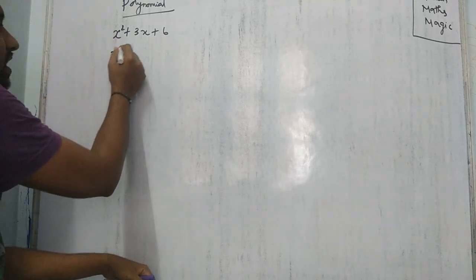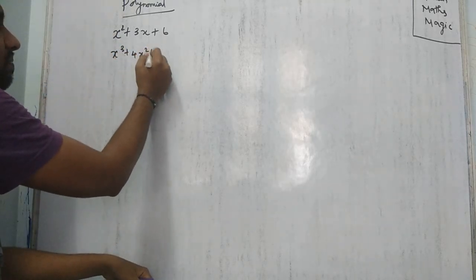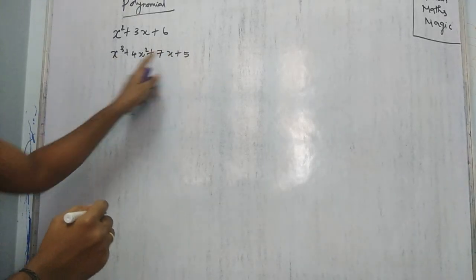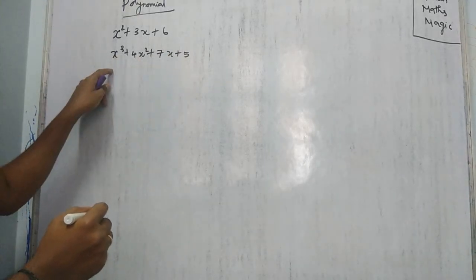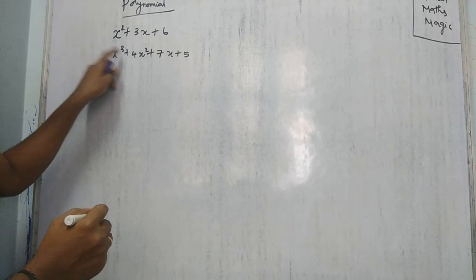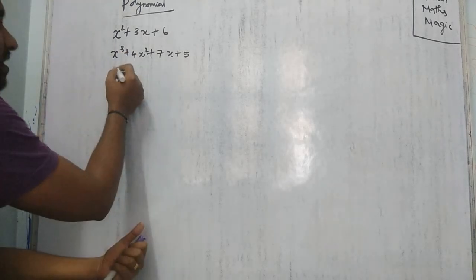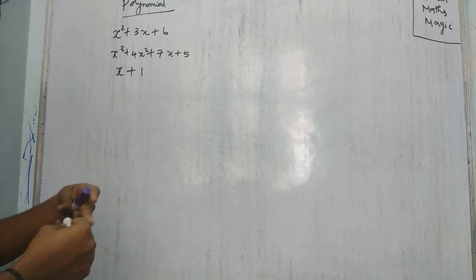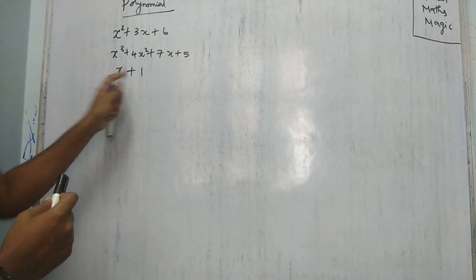Similarly, x cube plus 4x square plus 7x plus 5 is a polynomial of variable x, and the highest power of x is 3, so degree 3. Similarly, x plus 1 is also a polynomial, and the highest power, the degree, is 1.